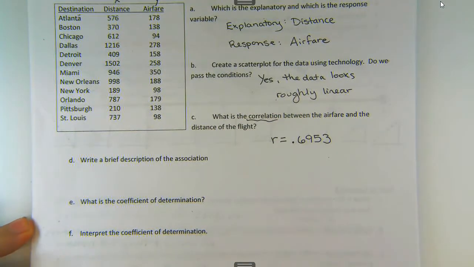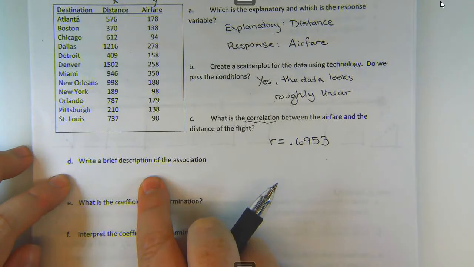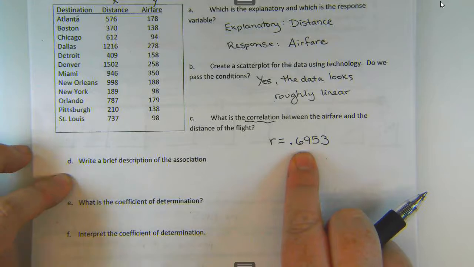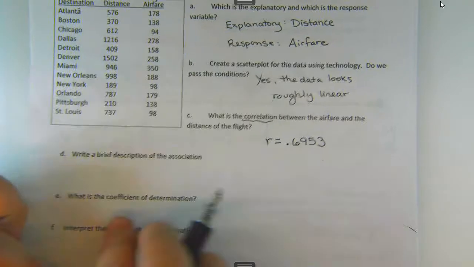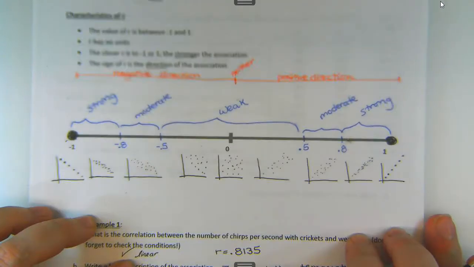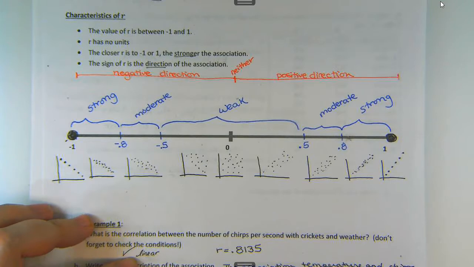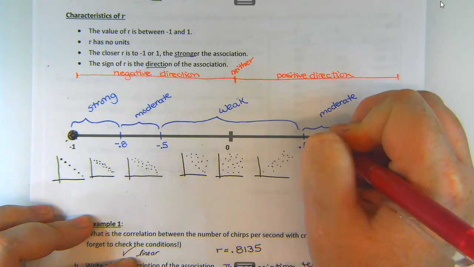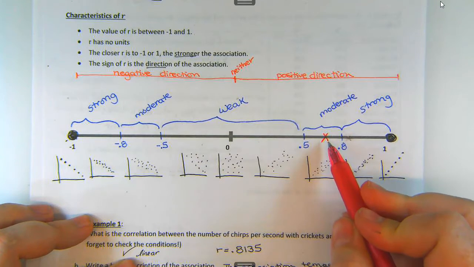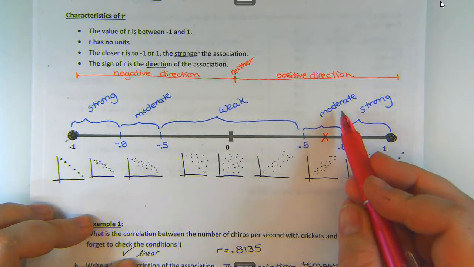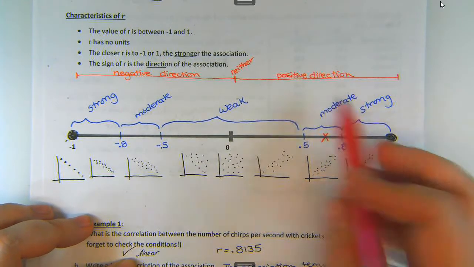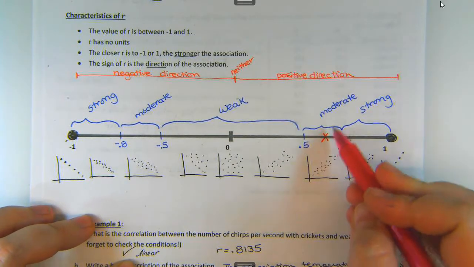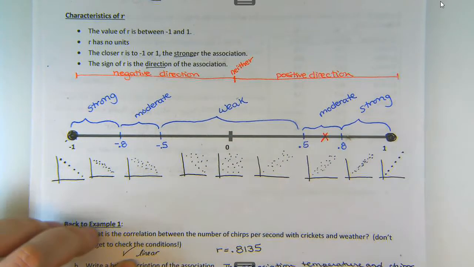So getting that value, from there we can write a description for the association between these two variables. So as soon as you get that number for R, you want to go to the number line that we drew. So 0.6953 is going to be landing in here somewhere. And what we get from landing in that region is we end up with a moderate strength and a positive direction to the data. So we have an increasing trend, and it is moderately linear.